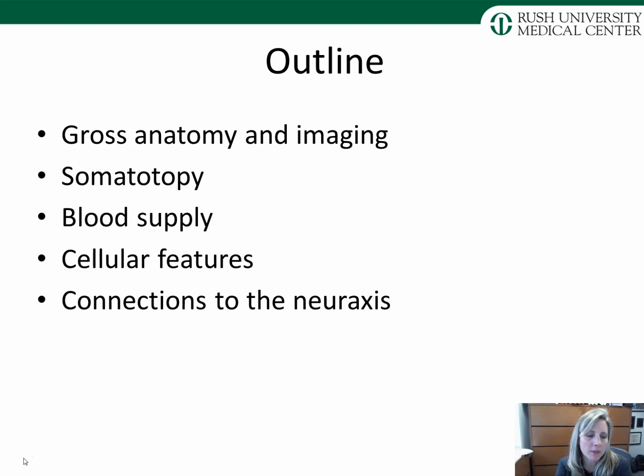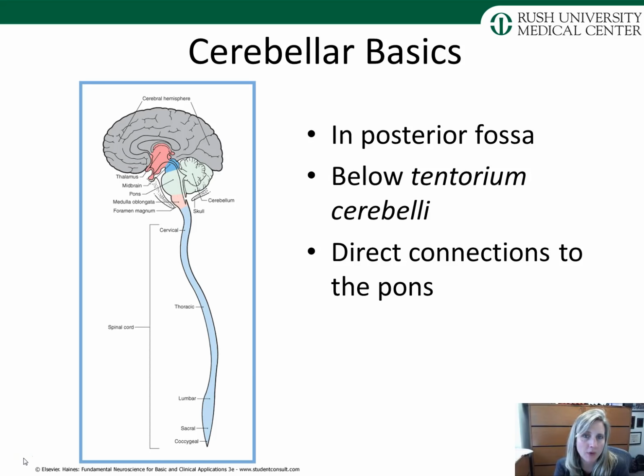We're going to talk about the anatomy, somatotopy, blood supply, which is likely to be a review after the lab, cellular features, and then connections to the nerve axis, which really are probably the most important set of slides for step preparation. So let's just review the very basics of the cerebellum.